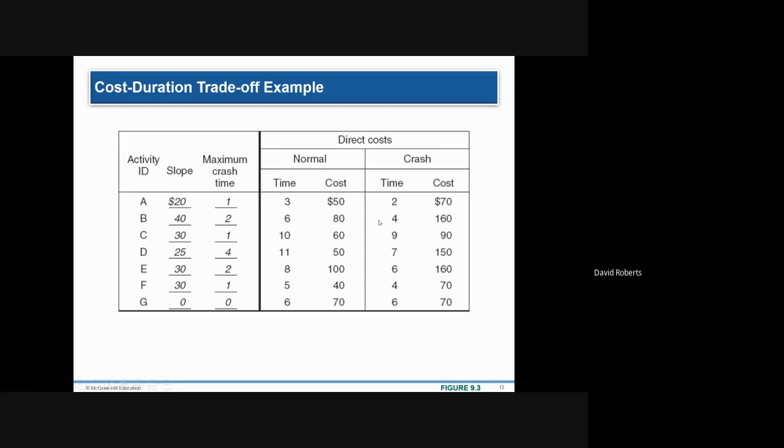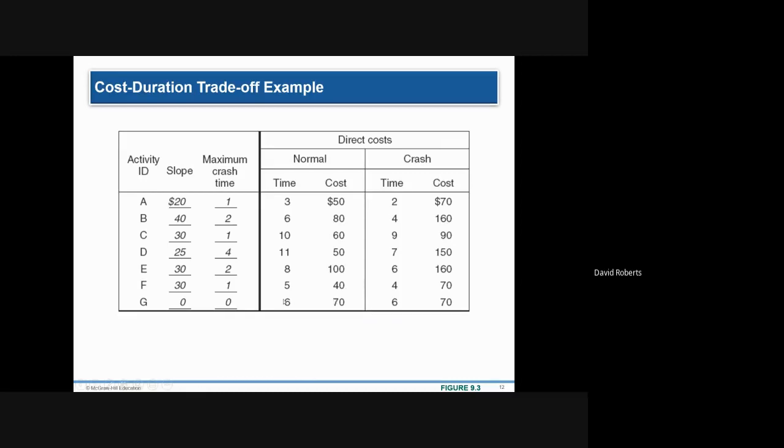So take the normal time, subtract the crash time. That will give you your denominator. And then take the crash cost minus the normal cost. That will give you the top part, the numerator of the equation or formula. And then you divide. So just one more time. For C, it's 1 day, and the costs go up by $30. So technically, it's 30 divided by 1, which is 30. So you can do the math on the rest. 11 minus 7 for D is 4, and the costs go up $100. And on a per day basis, that would be $25.